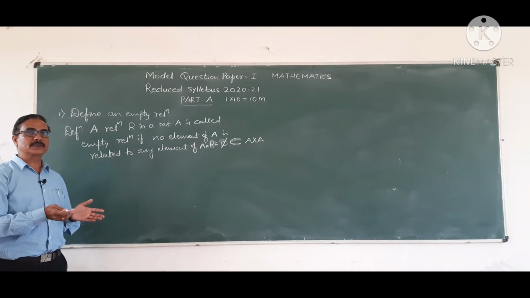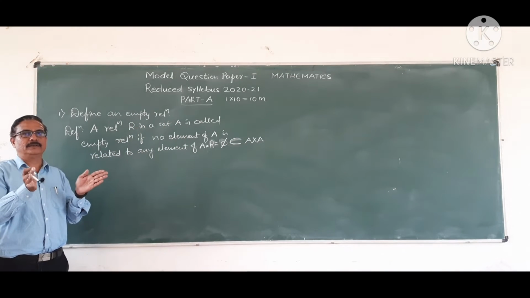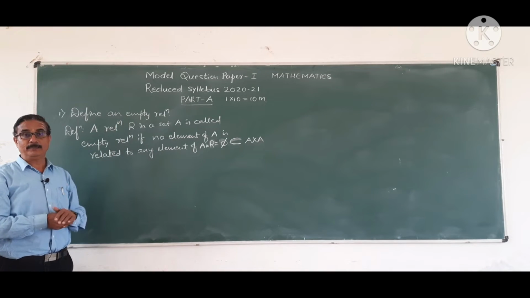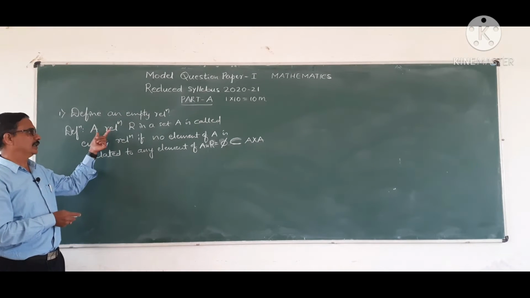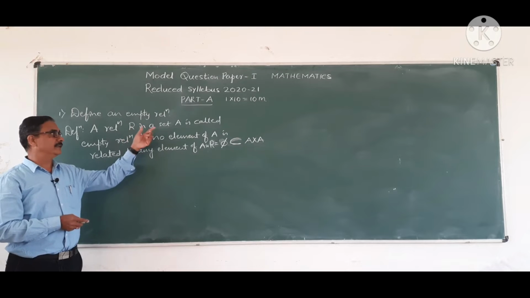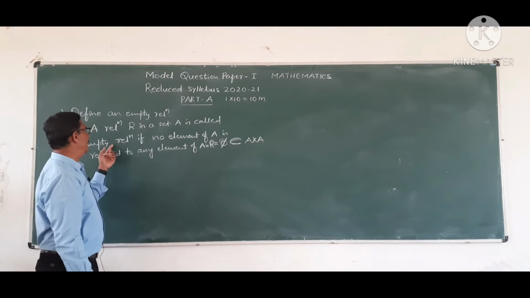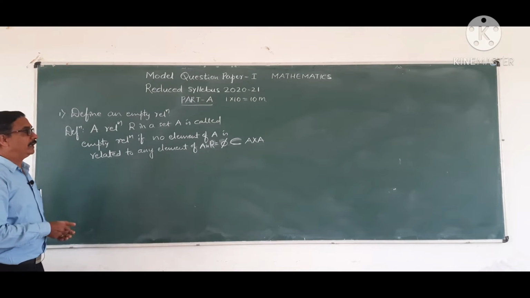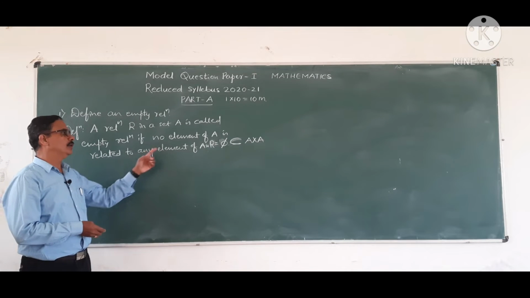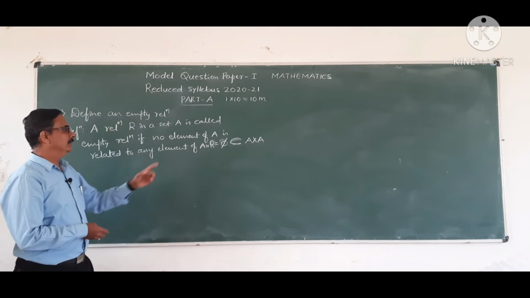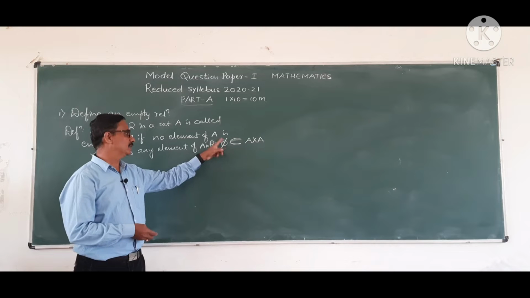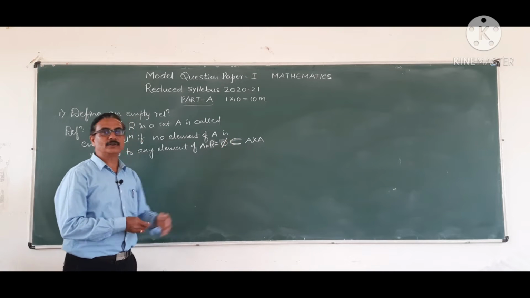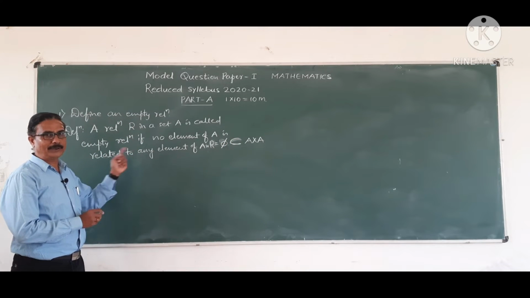That is, if there is not one element in that relation, then that is known as an empty relation. Remember the definition. A relation R in a set A is called empty relation if no element of A is related to any element of A, that is R is equal to empty relation denoted by phi which is a subset of A cross A. This is 1 mark.